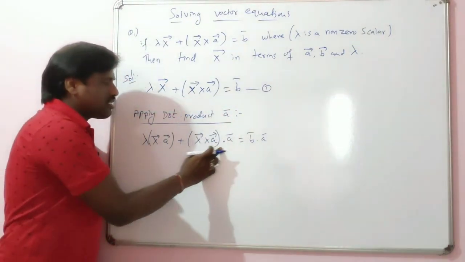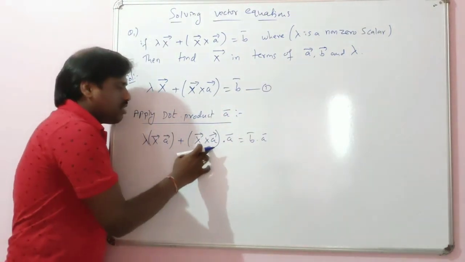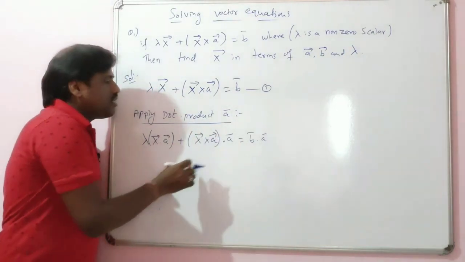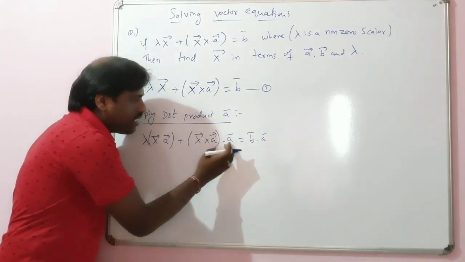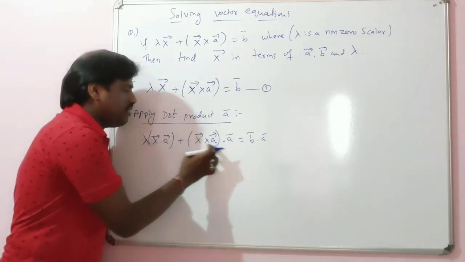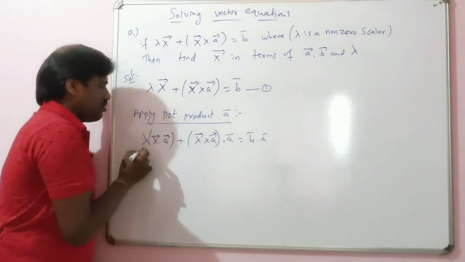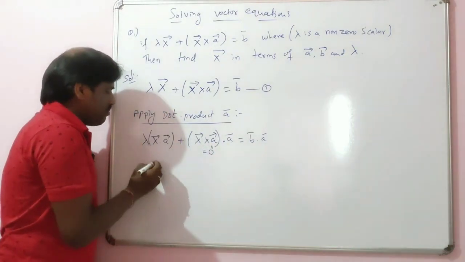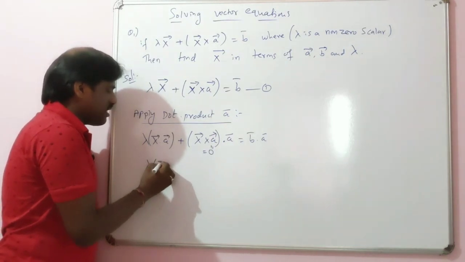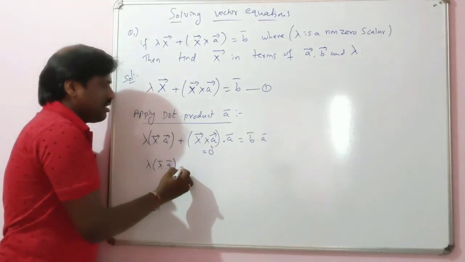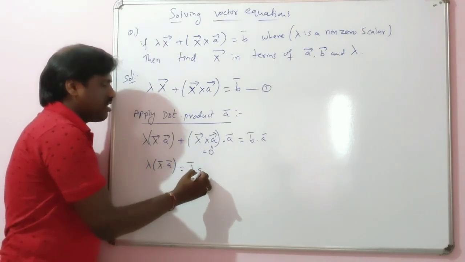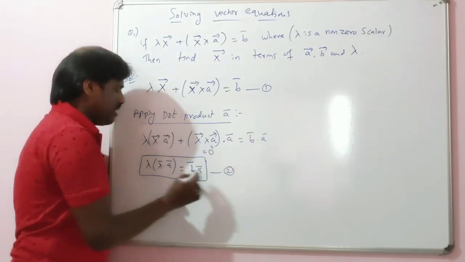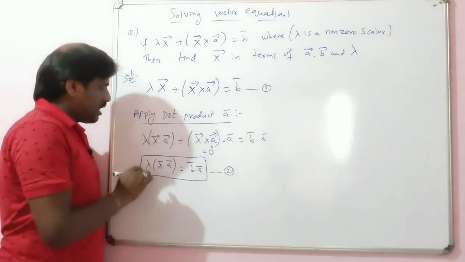You know that this is a box one, a cross b dot c. We can write it as box ABC. In that, two things are the same, so this value will be 0. So what I am going to get here: lambda times x vector dot a vector is equal to b vector dot a vector, and this is the second equation. This may be useful somewhere, so let us keep this.